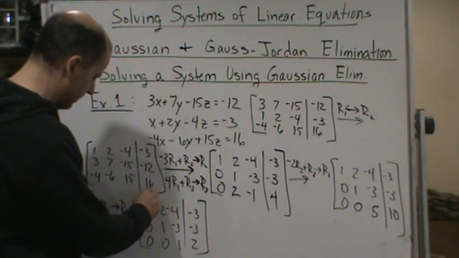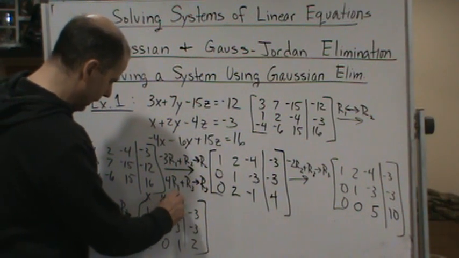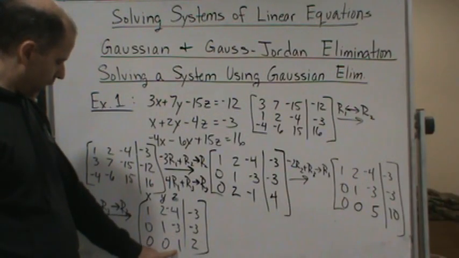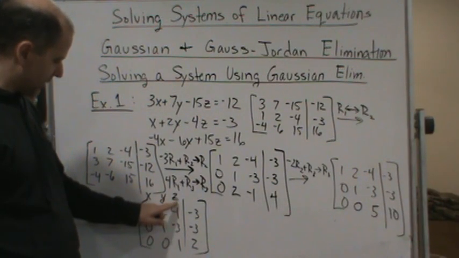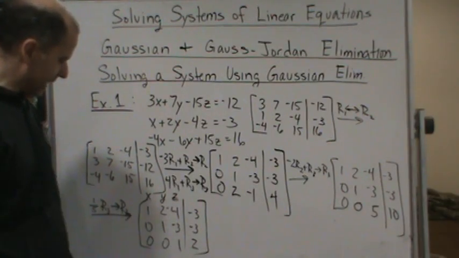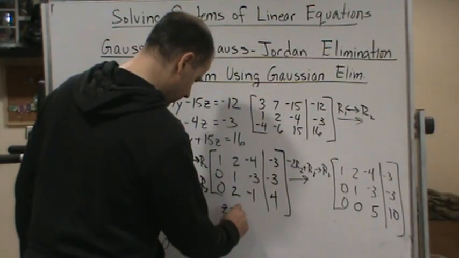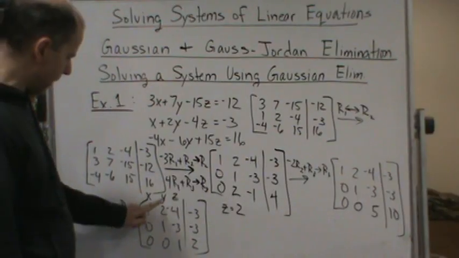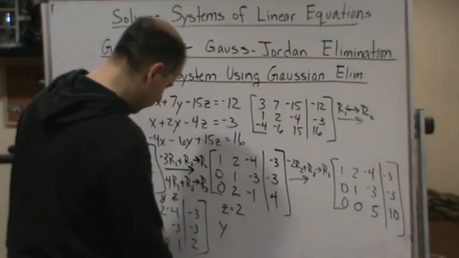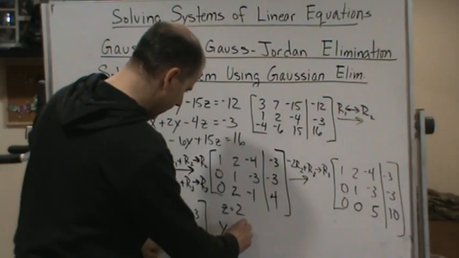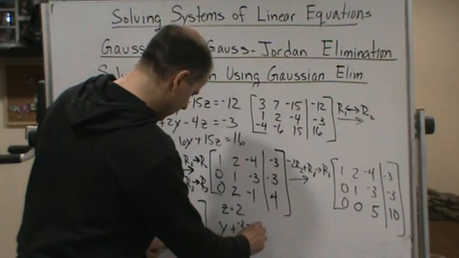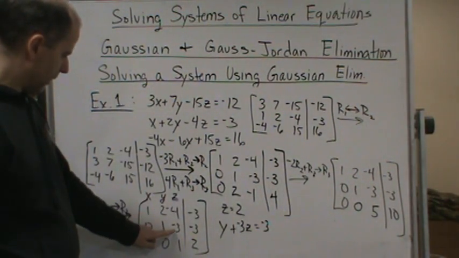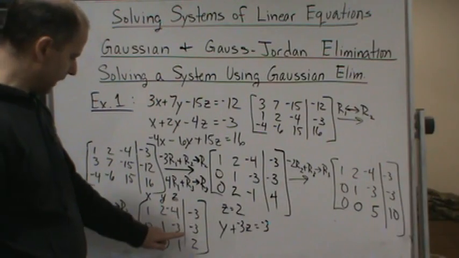Remember what this means. This column represents X, Y, and Z, right? So this is saying 1 times Z is equal to 2. So Z is equal to 2. Now we're going to back substitute because this represents 1 times Y plus negative 3 times Z is equal to negative 3.